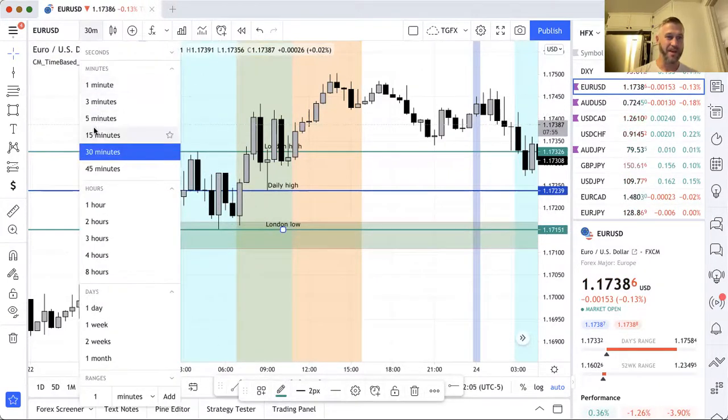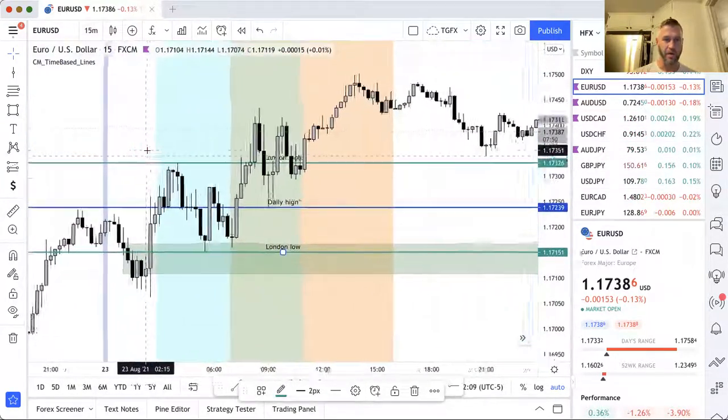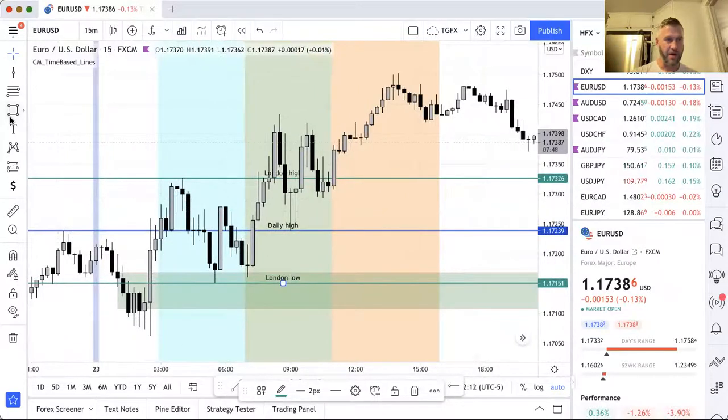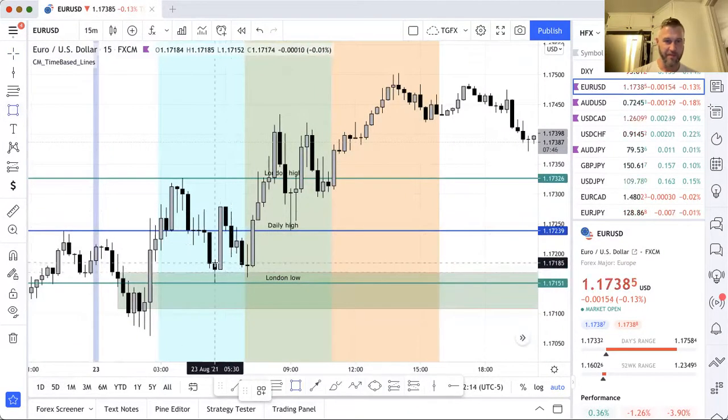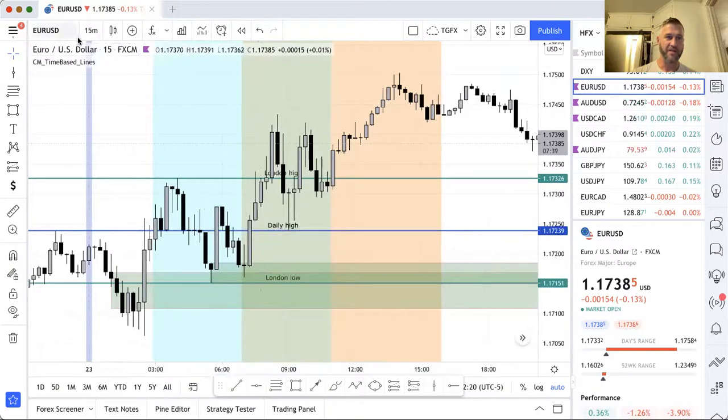Let's go to the 15-minute. All right, so you see you've got your order block on the 15-minute. You've got it from here all the way down to the wick. Okay, so where does price retrace to? Into that order block.